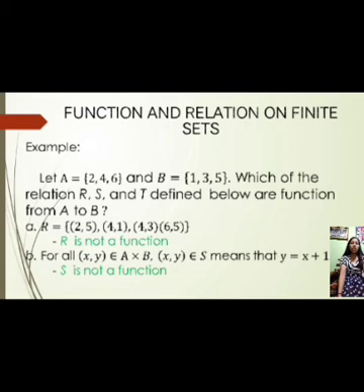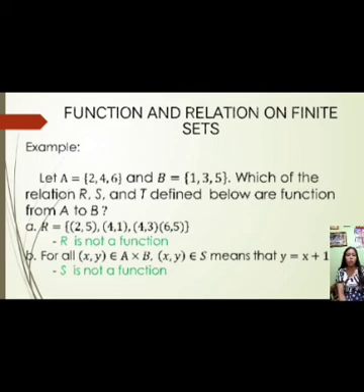Which of the relations R, S, and T defined below are functions from A to B? Letter A, R is equal to the set {(2, 5), (4, 1), (4, 3), (6, 5)}. Yung 4 po, kung makikita po natin sa set ng R, may kapareho po yung 4 sa ordered pair. And it doesn't satisfy property 1 ng function.